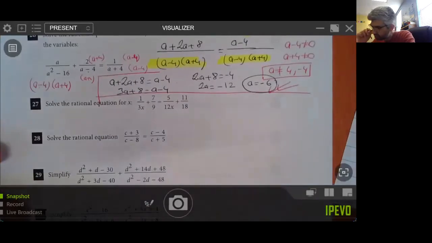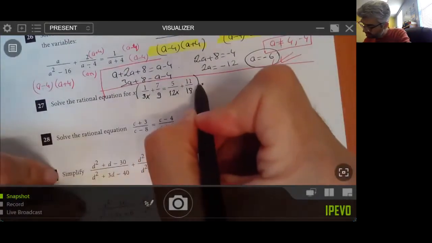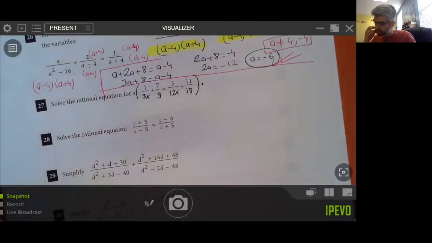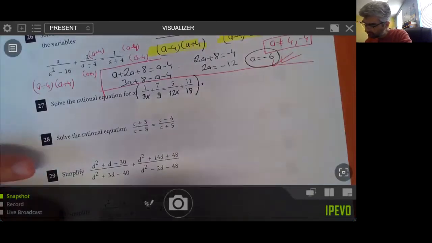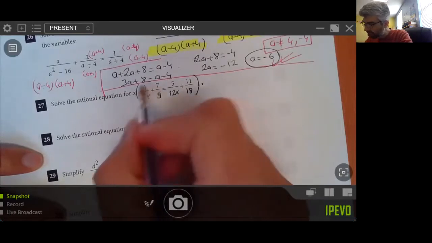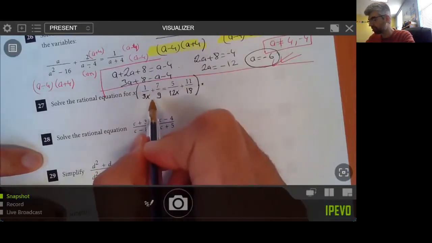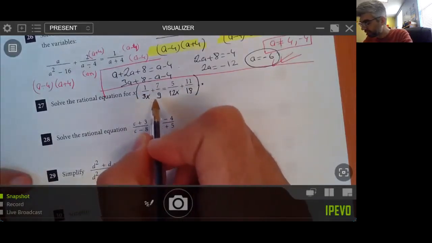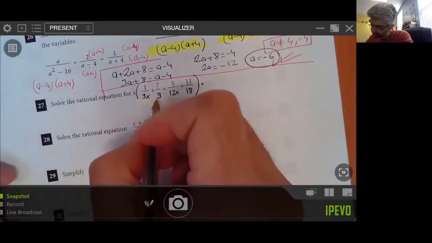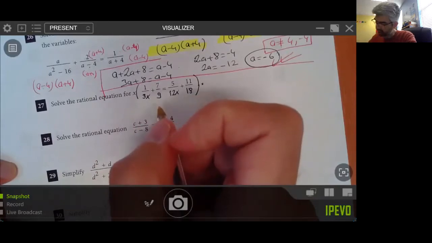Number 27. So let's separate it, okay? On the left side, the common denominator is 9x, right guys? 9 and x. So let's have it by 9x.